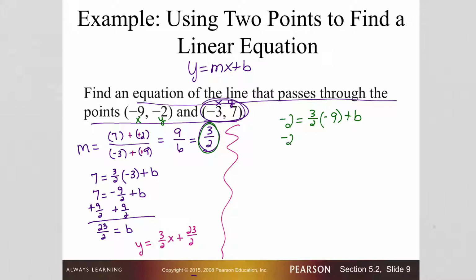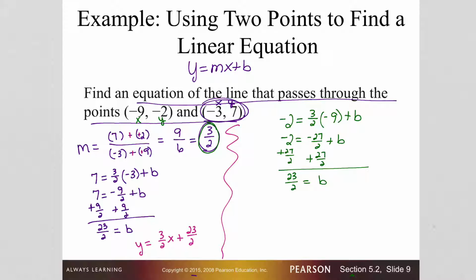Now I'm going to multiply that out. 3 over 2 times -9 is -27 over 2. I'm going to add 27 over 2 to both sides. And I get 23 over 2 is equal to b.